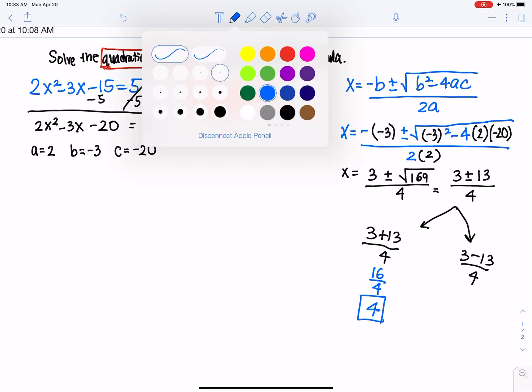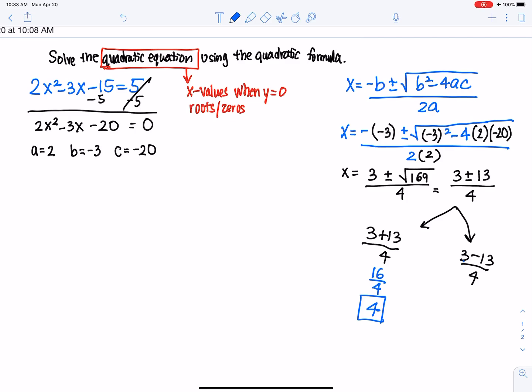Now I'm going to simplify the right side over here. 3 minus 13, I get negative 10. And negative 10 divided by 4, I put this in the calculator and I get negative 2.5. So here we have my x values is 4 and negative 2.5. These are my zeros. These are my roots. And they're the x values when y equals 0.